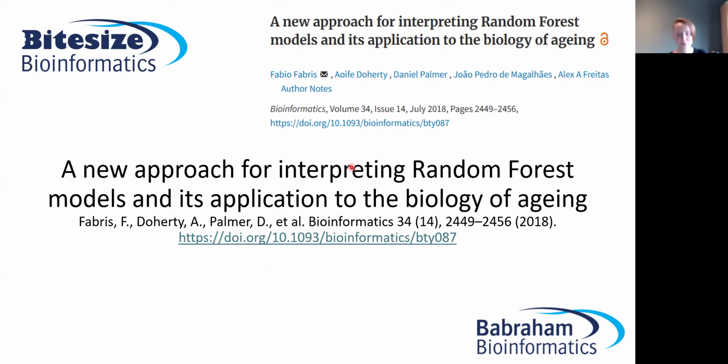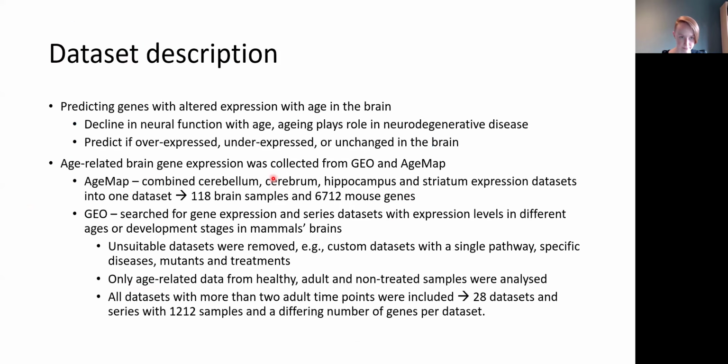So as I said, we're looking at this paper, which is a new approach for interpreting random forest models and its application to the biology of aging. So as we might expect, it has to do with aging. The model that they're trying to build is looking at predicting genes with altered expression with age in the brain. So looking at genes that are overexpressed, underexpressed, or unchanged in the brain in young versus aging samples, essentially.